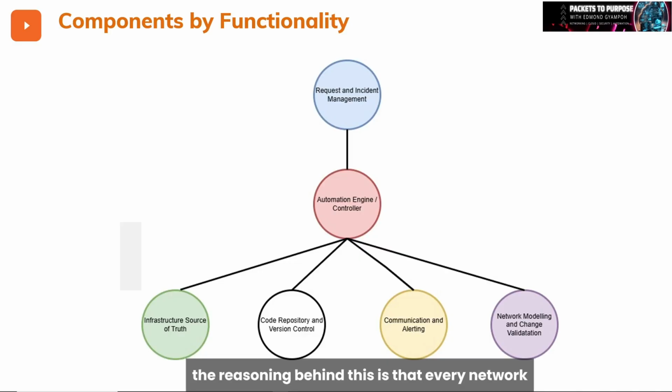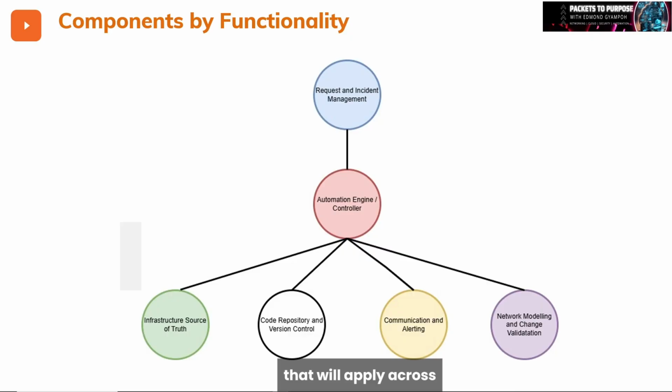The reasoning behind this is that every network environment is unique, from its design and available tools to the operational model and automation use cases. There are differences. However, despite these differences, there are often functional commonalities that will apply across most setups.